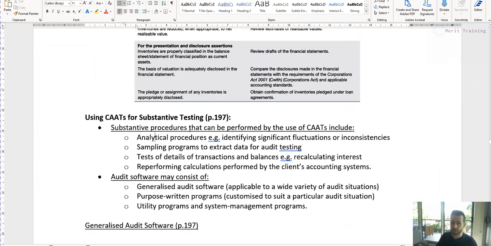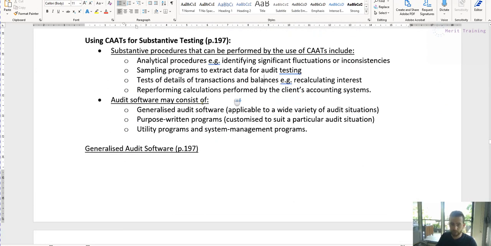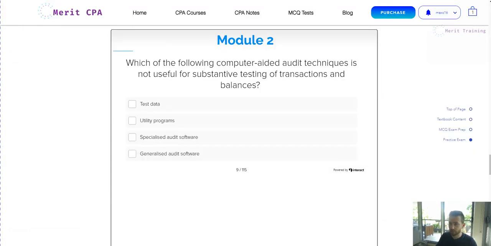So it's saying that substantive procedures can also be performed by the use of CATs, including looking for fluctuations or inconsistencies, sampling. So audit software may consist of generalized audit software, purpose-written programs, utility programs, and system management programs. So all of these can be used for substantive testing. Utility programs are mentioned there, and specialized audit software and generalized audit software are all listed in that subsection in the notes about using CATs for substantive testing. So clearly all of these can be used for substantive testing. This one is better suited for test of detail.